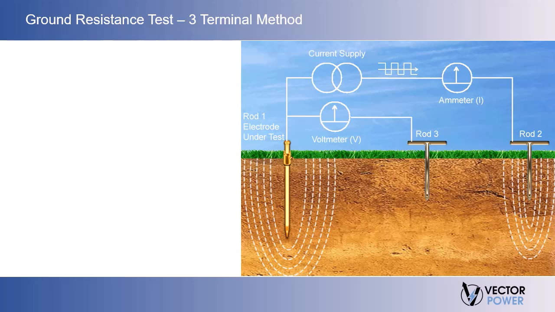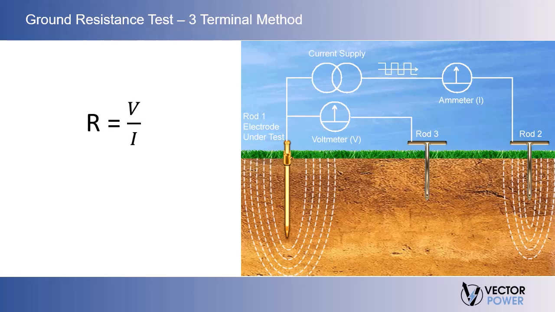Now, assume that we have 3 rods driven into the ground some distance apart and a current applied as shown in our diagram. An ammeter measures the current between rods 1 and 2. A voltmeter measures the potential difference or voltage drop between rods 1 and 3. If rod 3 is located at various points between rods 1 and 2, preferably in a straight line, you can get a series of voltage readings.